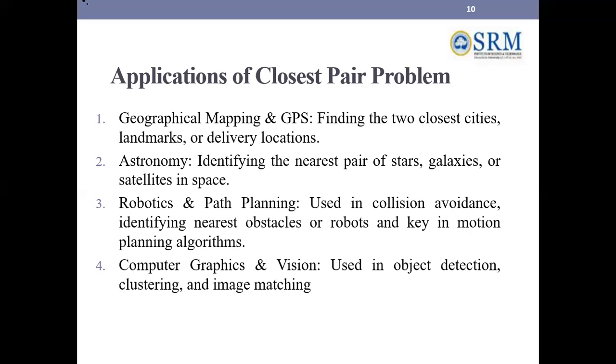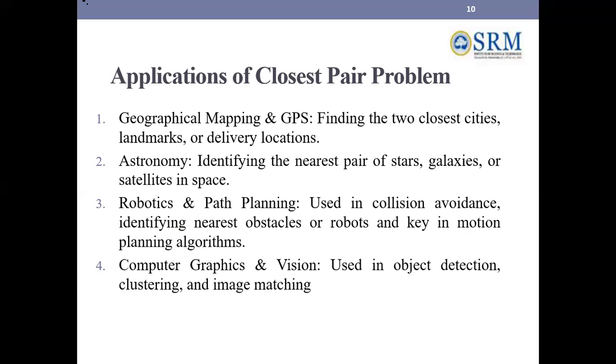And astronomy: identifying the closest pair of stars, planets, and finding the shortest distance in the galaxies or satellites in space. And the third one is robotics and path planning. Here the closest pair problem is used to avoid object collisions, identifying the nearest obstacles or robots, a key motion planning problem. So how can the robot be moved without hitting other objects or obstacles in the path? So for path planning algorithms, the closest pair problem can be used.